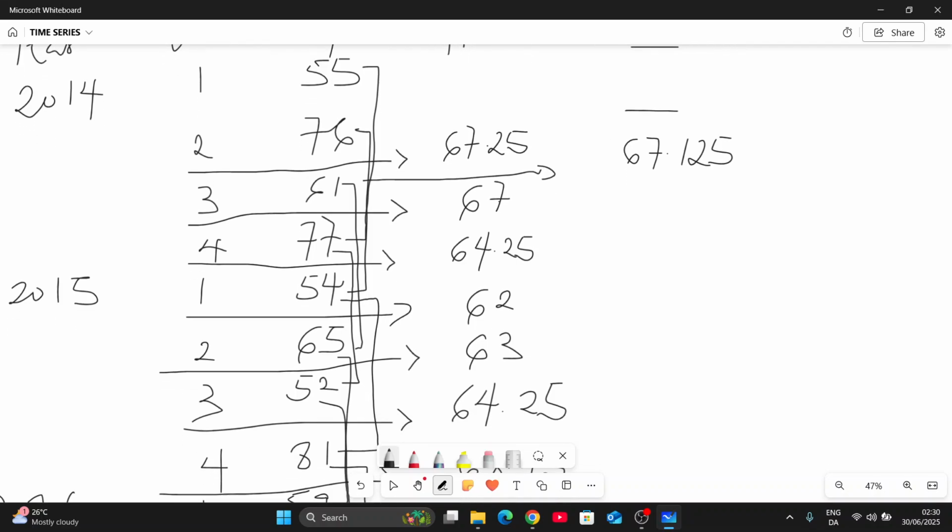The next one is going to be 67 plus 64.25 divided by 2. So relating to quarter 4, 65.625. The next one will be 64.25 plus 62 divided by 2, 63.125.